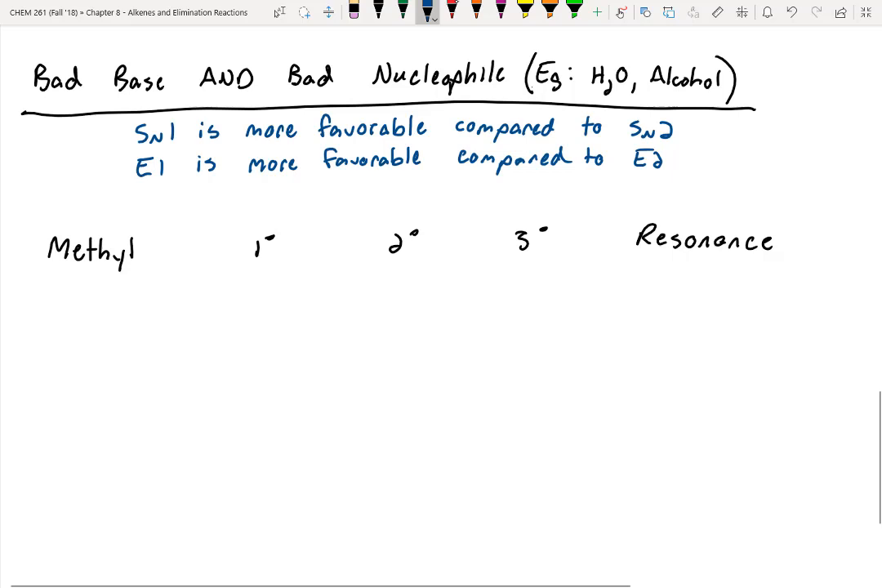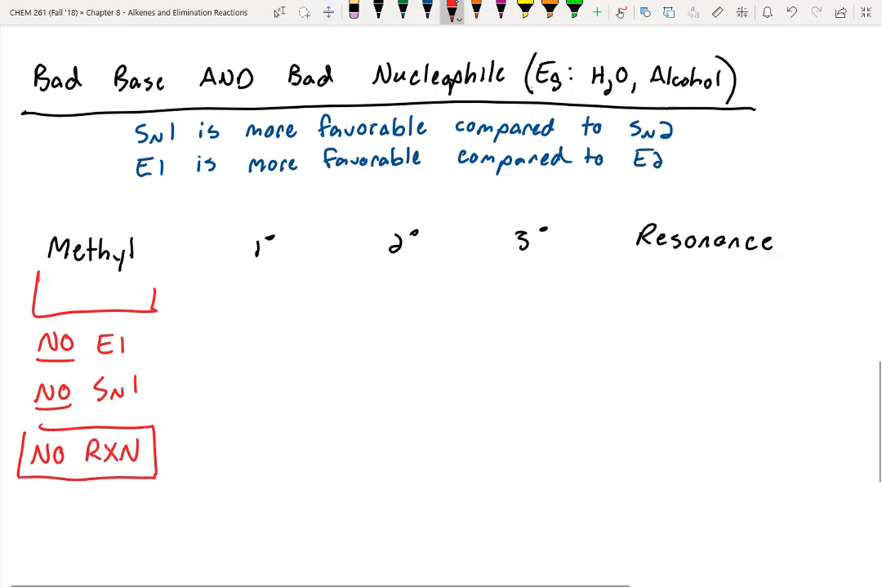All right, so now the question is, what will happen with a methyl carbon with a leaving group on it? Will it ever do E1 chemistry? No. So no E1. Will it ever do SN1 chemistry? No. Meaning no reaction at all will occur. All right, let's do the same thing with primary. What will happen with the primary one? Probably neither. That should be SN1.